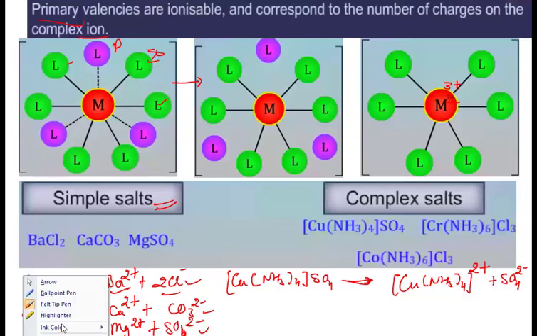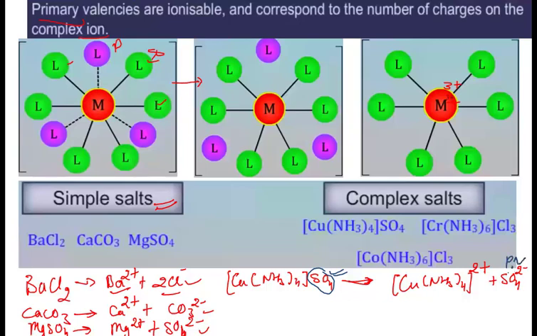So in this case, primary and secondary valencies. What will be the primary valency? The primary valency is this SO4 and it is the ionizable part, right? So this will be the primary valency. And now the ligands which are attached, how many ligands are there? 4. So they will constitute secondary valencies. I hope it is clear to you, right?